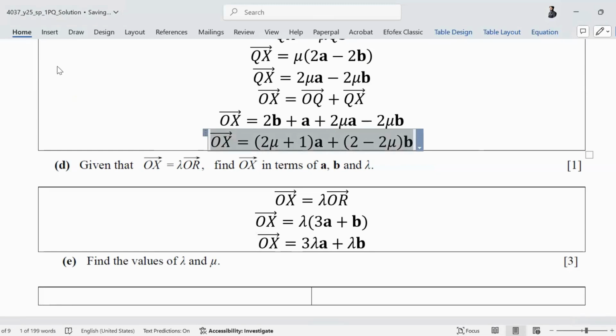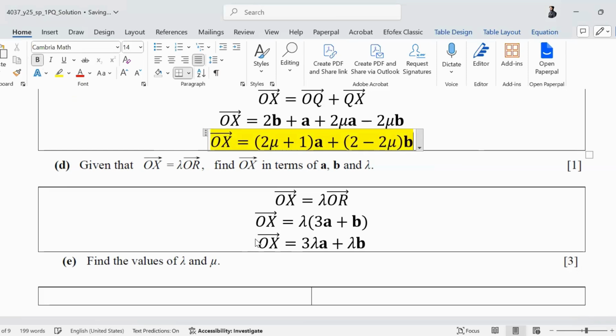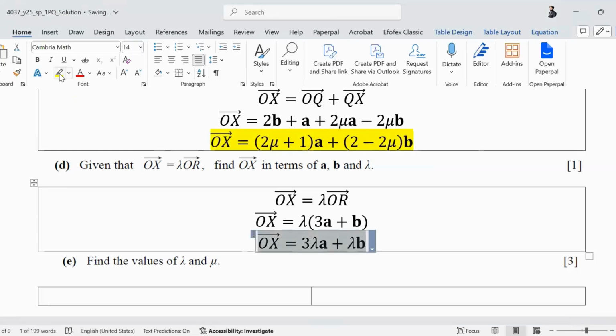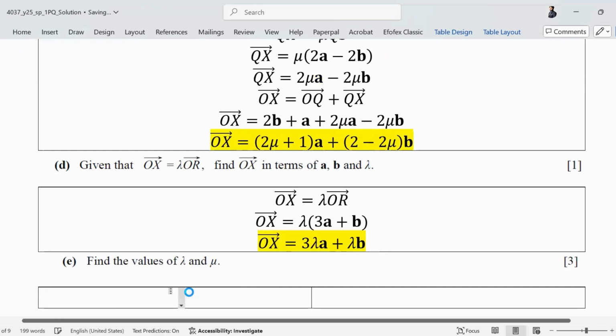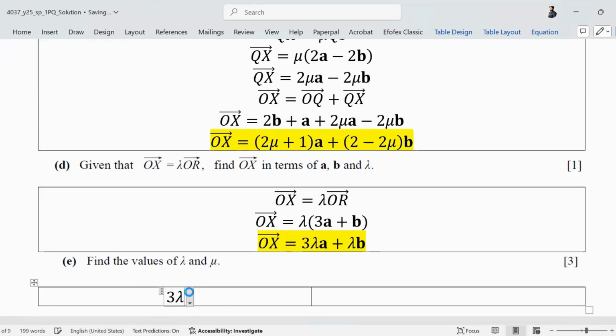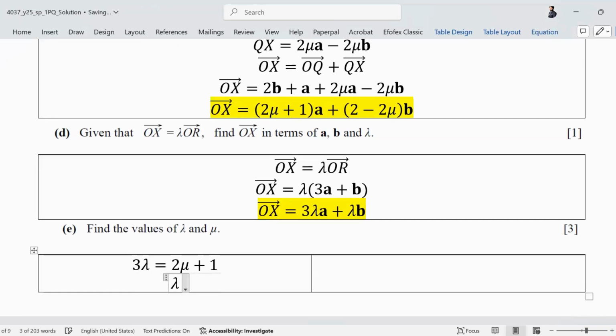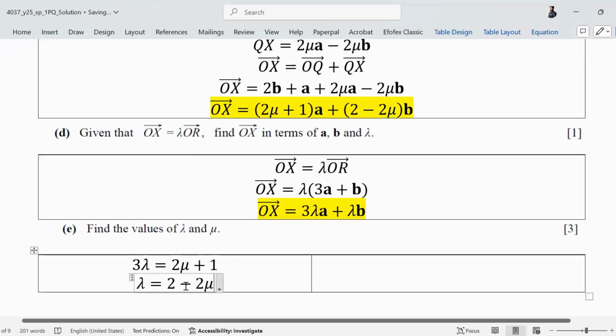I'll be highlighting it to help you understand. And this is also OX. And their A and B components will obviously be equal to each other. So if I just compare the A component, I'll say that 3 lambda must be equal to 2 mu plus 1. If I compare the B component, I'll say that lambda must be equal to 2 minus 2 mu. So once I have these two equations, I can simply solve them simultaneously.